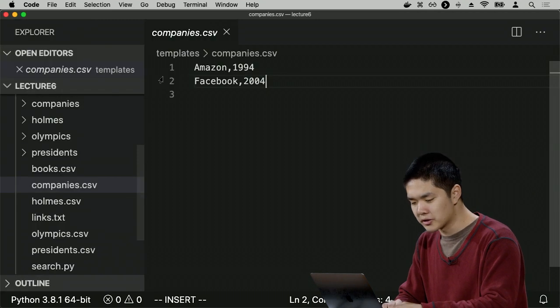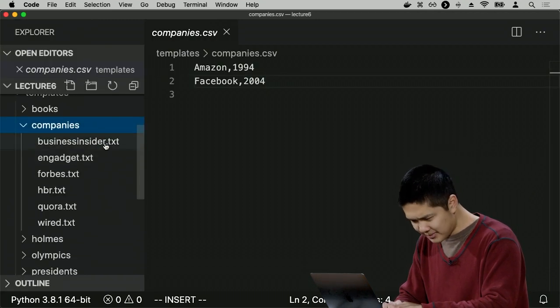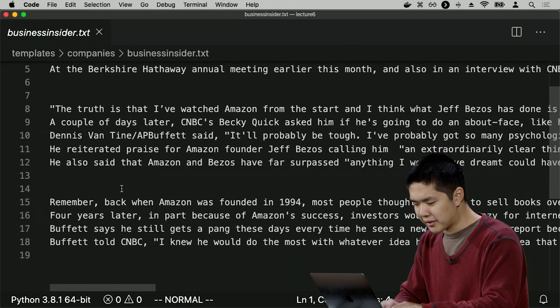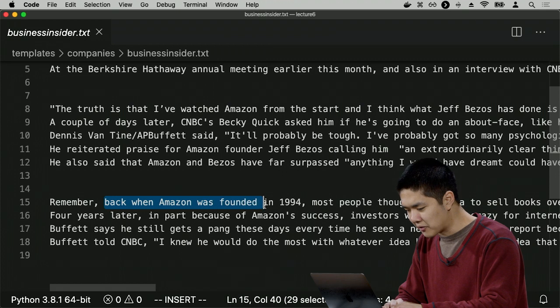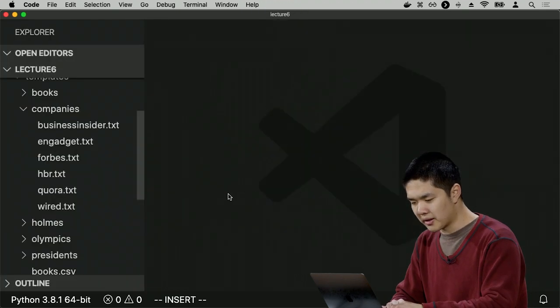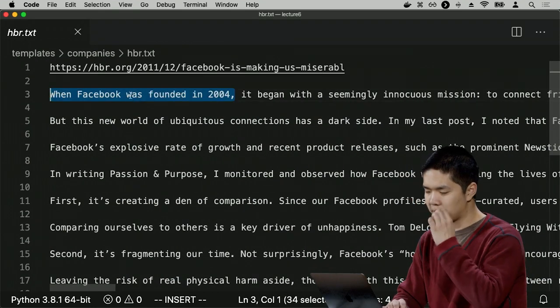And what the AI is going to do is look through my corpus. Here's my corpus of documents. And it's going to find, inside of Business Insider, that we have sentences like, back when Amazon was founded in 1994, comma. And that kind of phrasing is going to be similar to this Harvard Business Review story that has a sentence like, when Facebook was founded in 2004. And it's going to look across a number of other documents for similar types of patterns to be able to extract that kind of information.